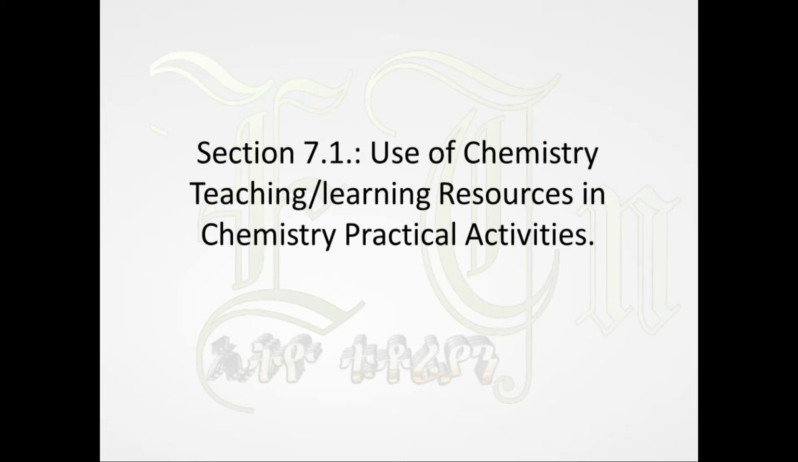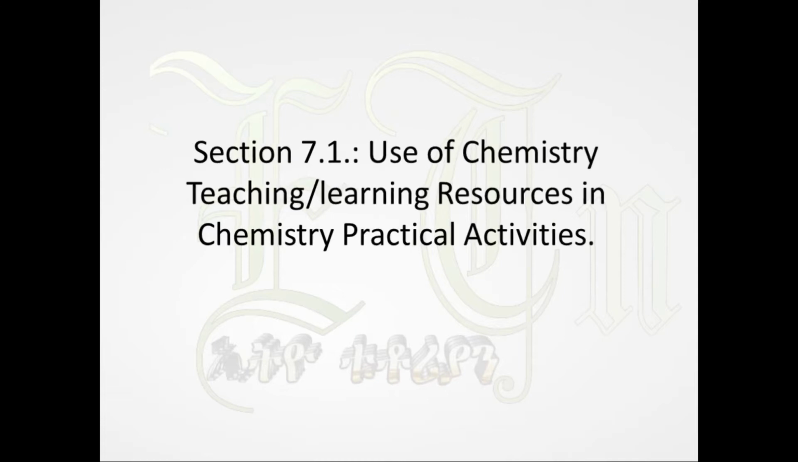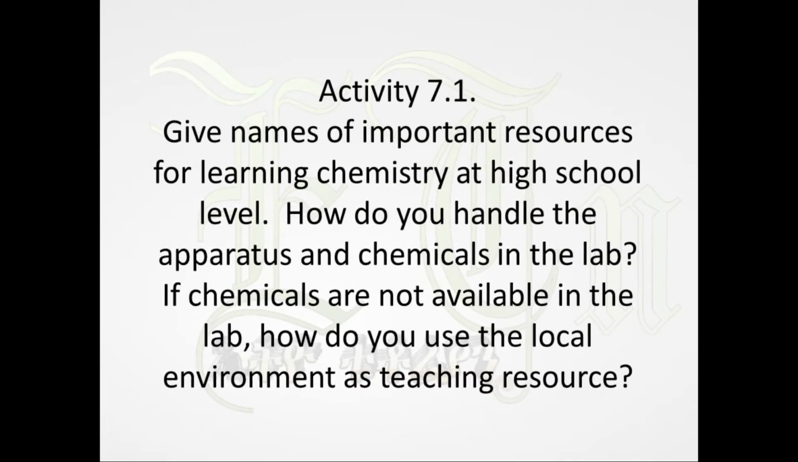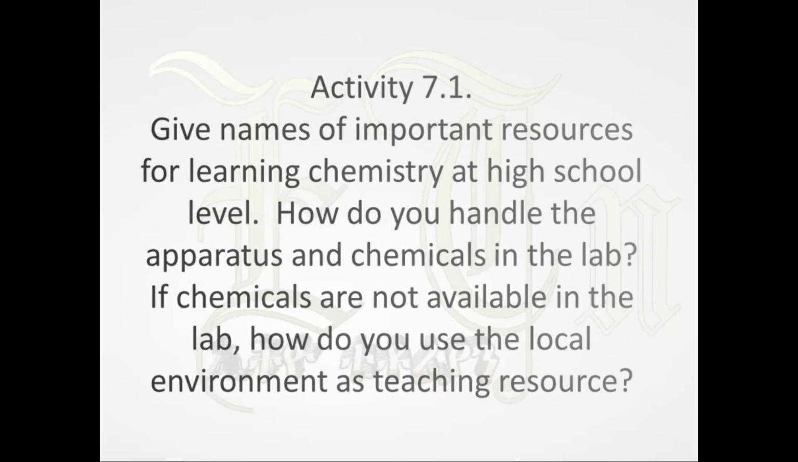Section 7.1. Use of chemistry teaching/learning resources in chemistry practical activities. Activity 7.1. Give names of important resources for learning chemistry at high school level. How do you handle the apparatus and chemicals in the lab? If chemicals are not available in the lab, how do you use the local environment as teaching resource?